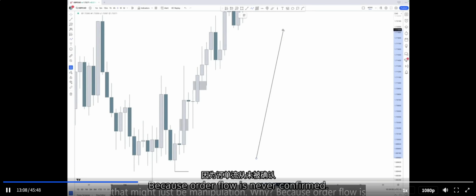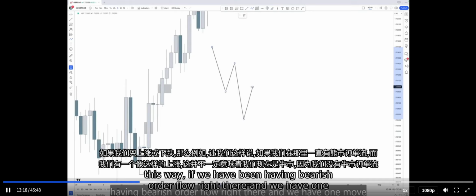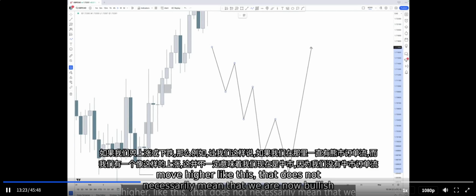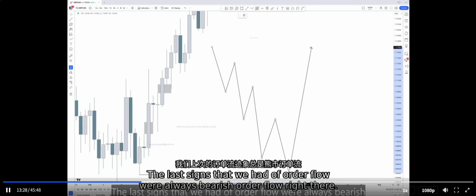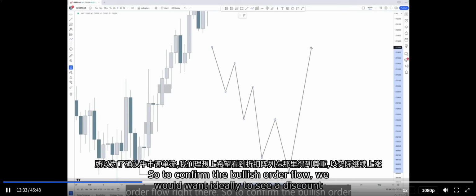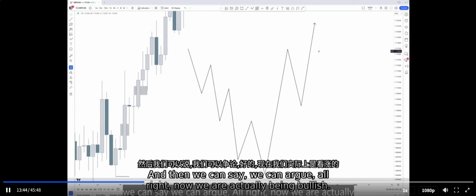If we only move higher or lower, then, for example, let's put it this way. If we have been having bearish order flow right there, and we have one move higher like this, that does not necessarily mean that we are now bullish, because we don't have bullish order flow. The last signs that we had of order flow were always bearish order flow right there. So to confirm the bullish order flow, we would want ideally to see a discount array being respected right there to actually continue higher. And then we can argue, all right, now we are actually being bullish.